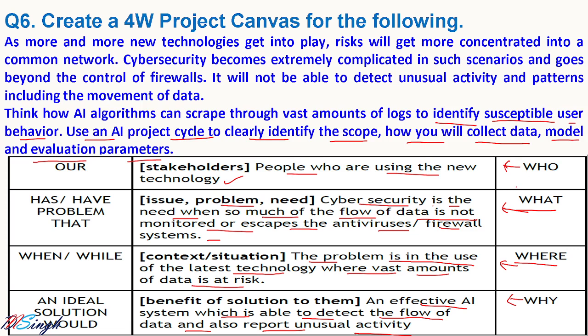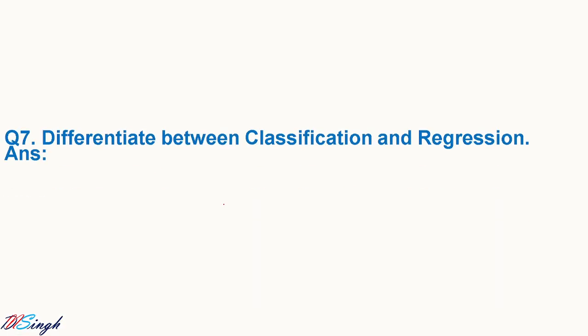Who is the stakeholder, what is the nature of the problem, where is the context or situation in that problem, and why is it worth solving. So you need to prepare this 4W canvas out of this data given. And this is the main thing: the whole paragraph revolves around this new technology. So you can see here you find new technology everywhere. Latest technology where vast amount of data is at risk, and again you have that new technology in the answer everywhere. Let us go to the next question.